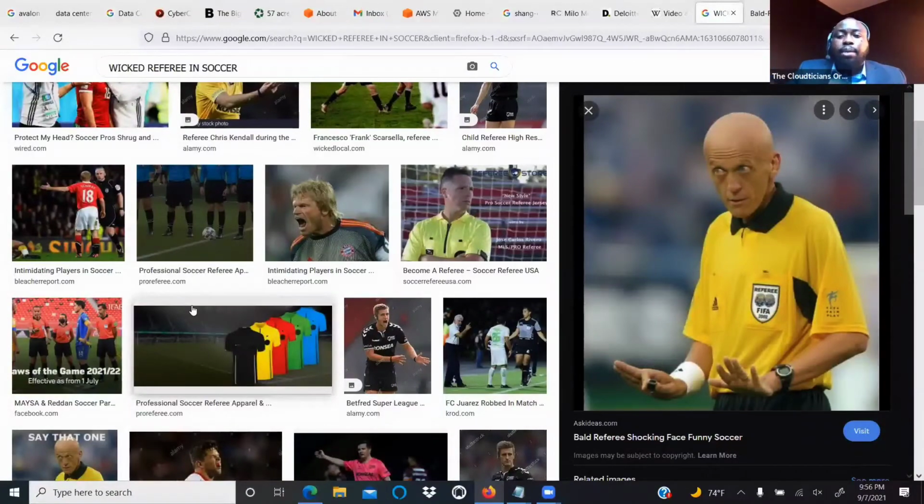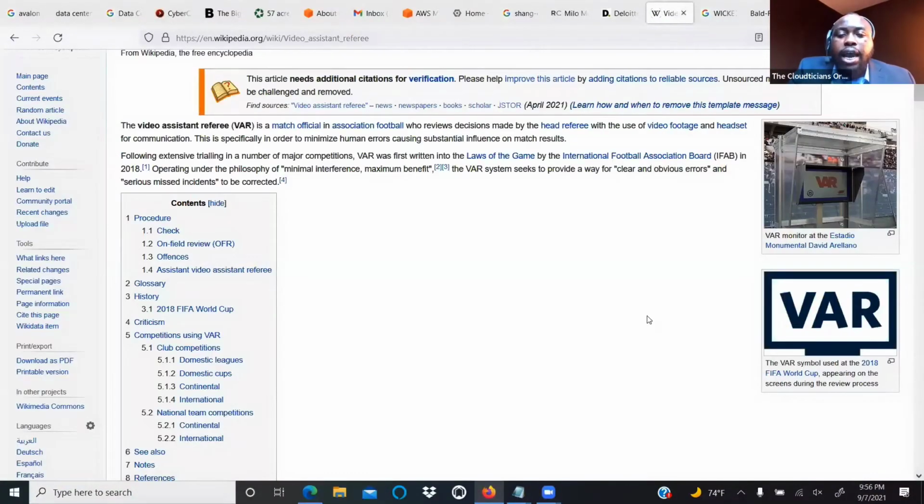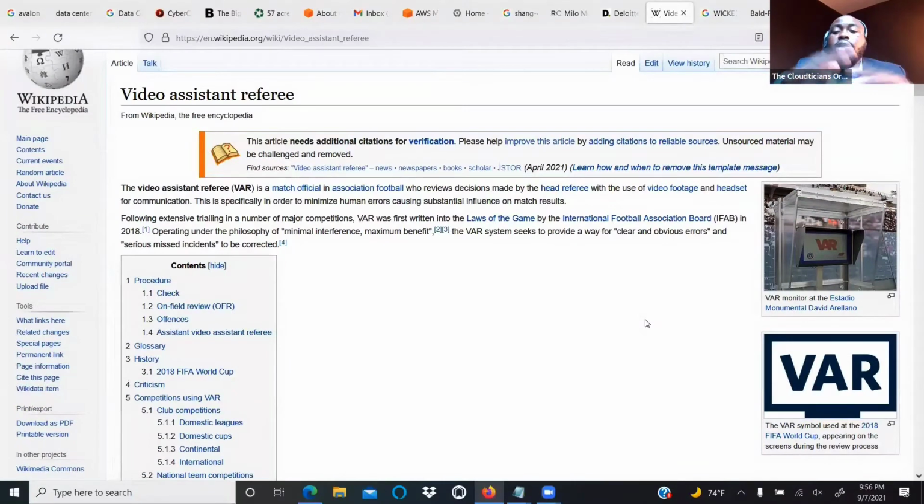So they planted a system called VAR. VAR now assists them in catching those errors that were not possible before on the pitch of soccer. I don't know if American football has adopted that now, but this is widely used for soccer. This is what visualization means: something that you can do without having to be physically present.